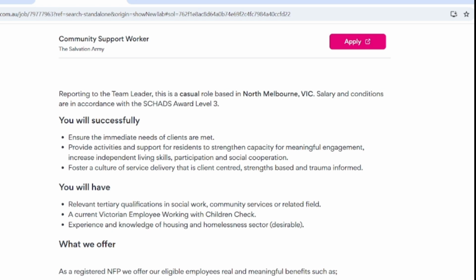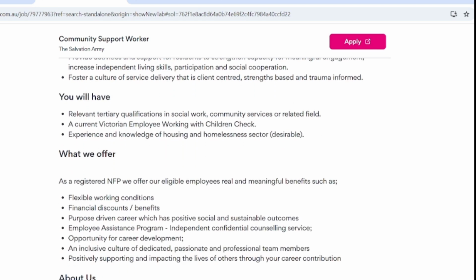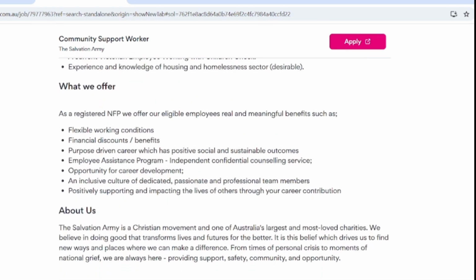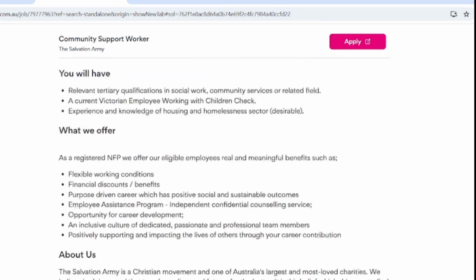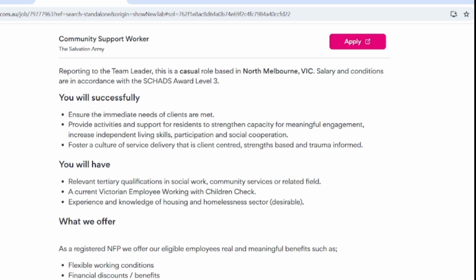It definitely needs a tertiary qualification in either social work or community service or any related field. You would require a Victorian employee working with children check. Then it talks about what they offer and talks about the organization, how you have to apply. But this is just an example for you to understand what sort of duties there might be for a community support worker. Now, this was a quick piece of information about who a community support worker is.